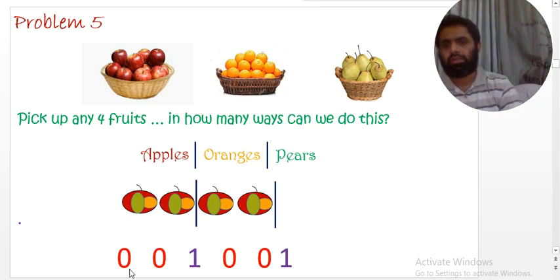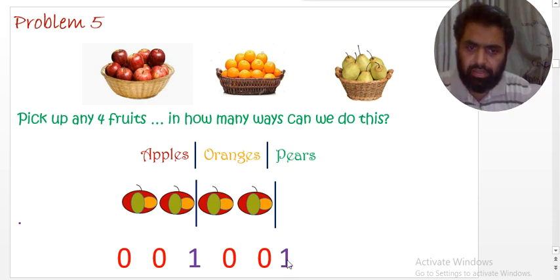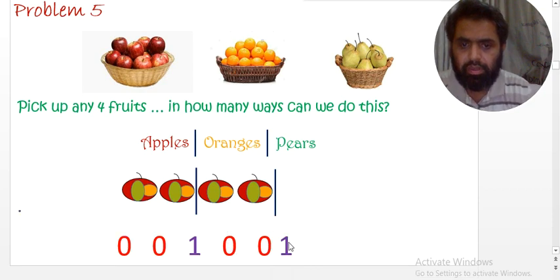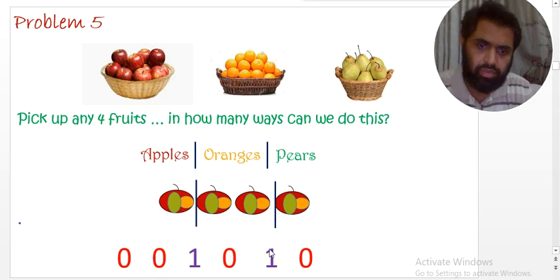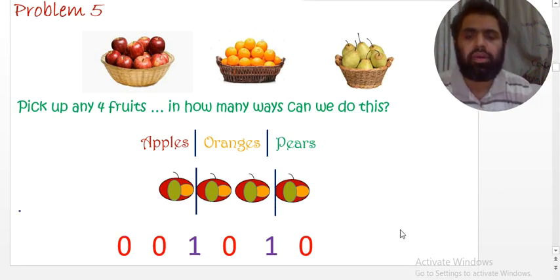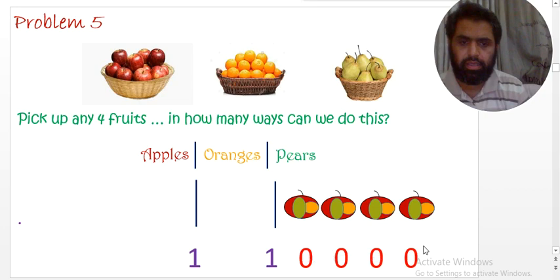So if 2 zeros are in the beginning, it means I'm choosing 2 objects of the first type. Then there is a divider. Then I'm choosing 2 objects of the second type, 2 zeros. Then there is a divider, 1. And then there are no zeros, so it means the third type I didn't choose at all. Similarly, I can move zeros between the ones. And if all 4 fruits are here, it means all 4 zeros are here.